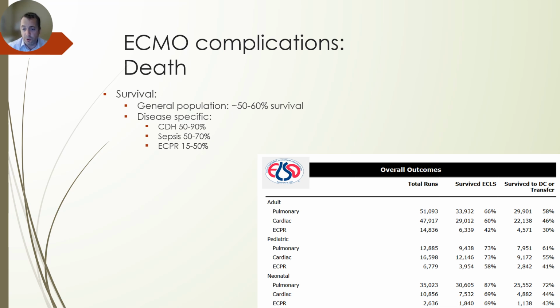There's a table with overall outcomes for ECMO from ELSO. Here in the bottom right, you can see pediatric pulmonary around 70% and neonatal up to 87% survival, very good outcomes. And then better outcomes for cardiac than for ECPR. The ECPR does also include cardiac cases, and as we discussed in the previous ECMO, outcomes for cardiac etiologies for ECPR are better than in non-cardiac illnesses.